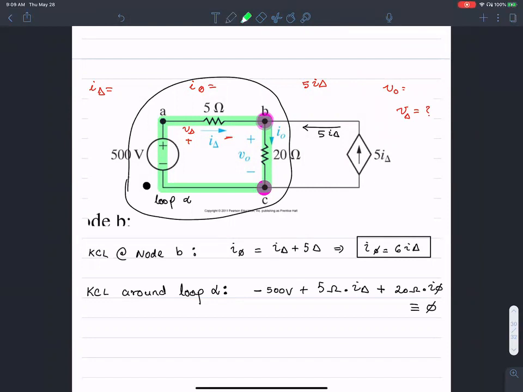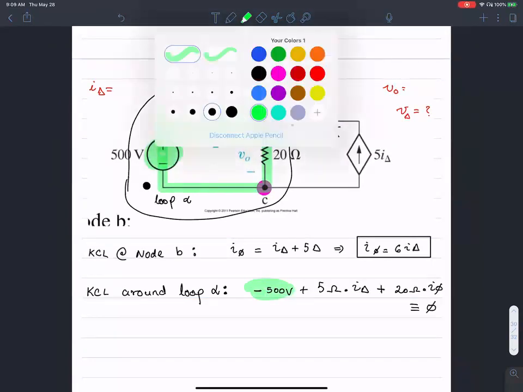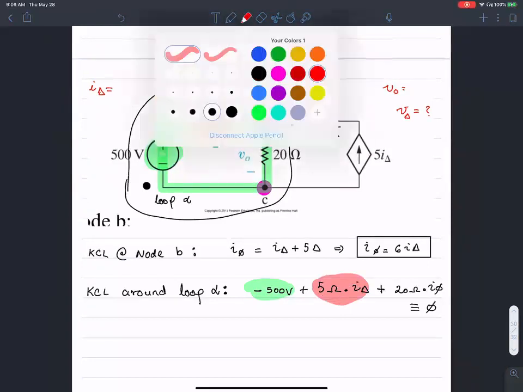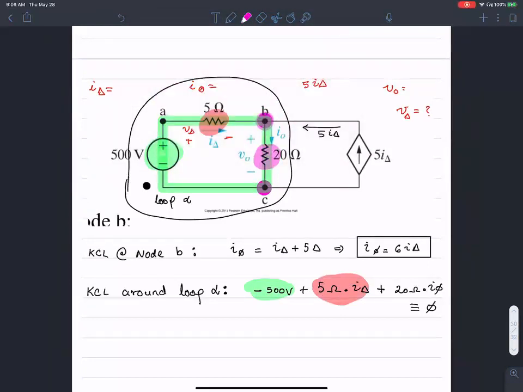Exactly. So there are 3 components to this KVL. The first part is the voltage across that guy, which is shown here. The next part is the voltage drop across this resistance, which is 5 ohms times I delta. The third part is the voltage dropped across this 20 ohm resistance, which is 20 times the current. The sum of all of those along this loop should equal 0. Able to see that better now?